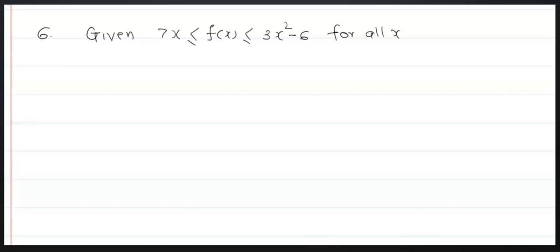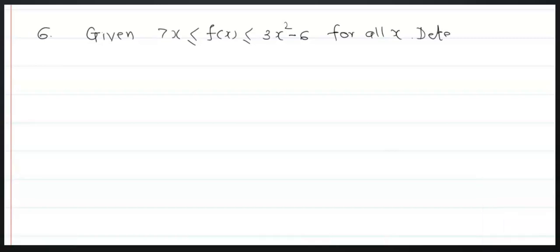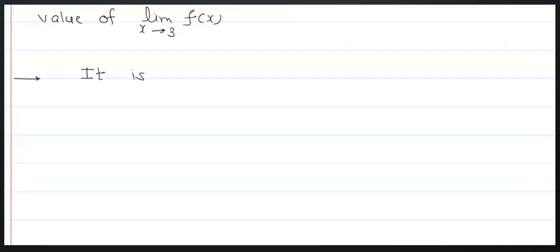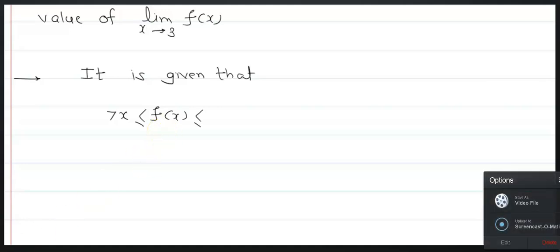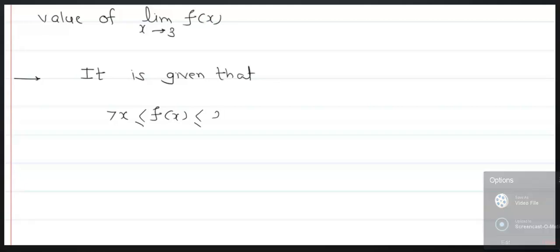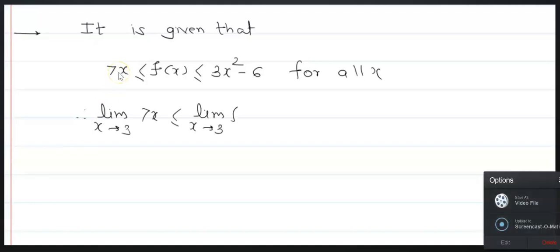Now see this here. The given function f of x lies between 7x and 3x square minus 6 for all x. Determine the value of the limit as x tends to 3. Now it is given that 7x is less than or equal to f of x is less than or equal to 3x square minus 6 for all x. I will take the limit of this inequality.